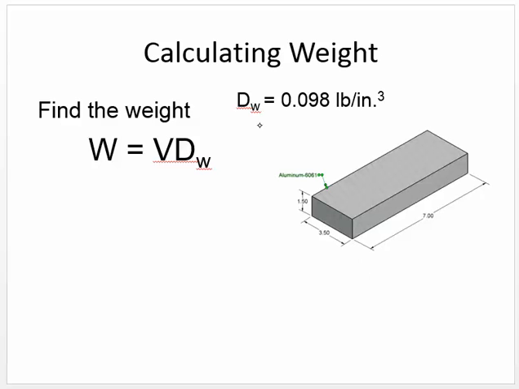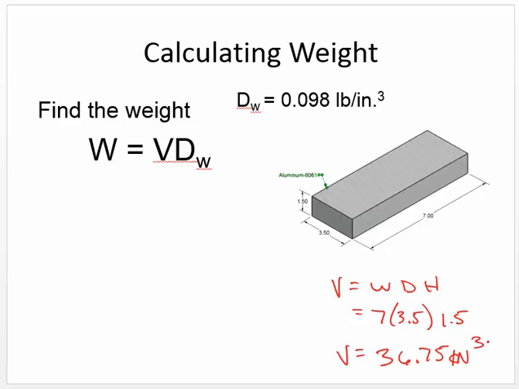My volume is equal to width times depth times height. Well, my width is 7. My depth is 3.5. And my height is 1.5. So my volume turns out to be 36.75. And notice that my units are all here. I'm going to guess because they give me this up here in inches, that it's not in cubic centimeters, but it's in cubic inches.